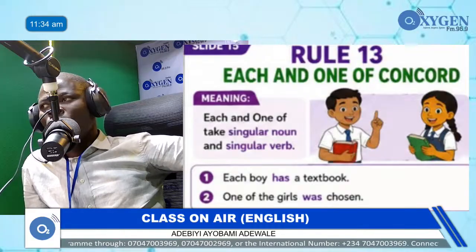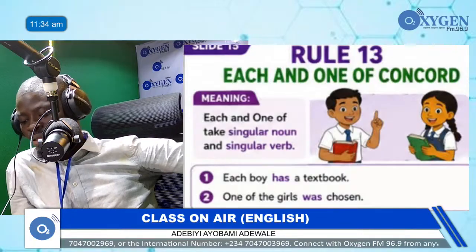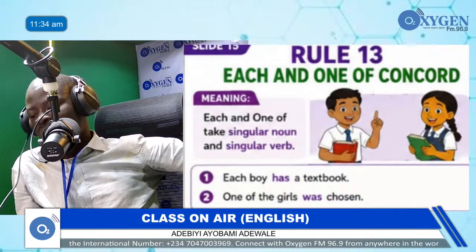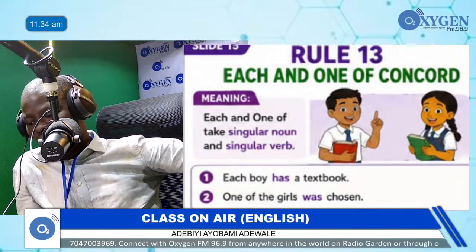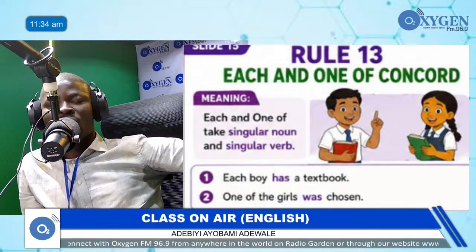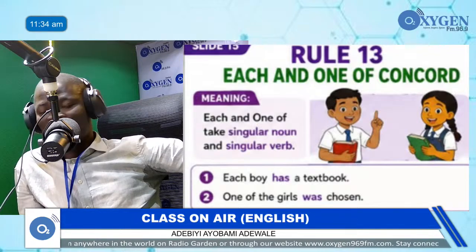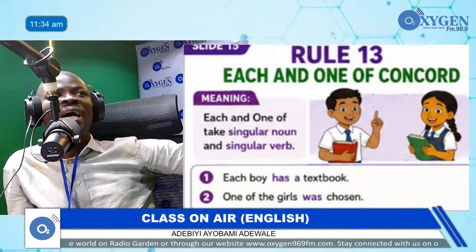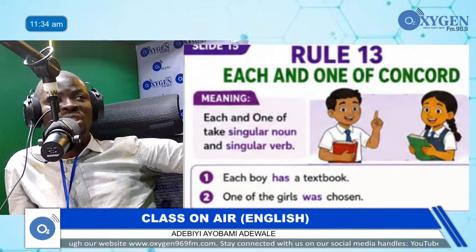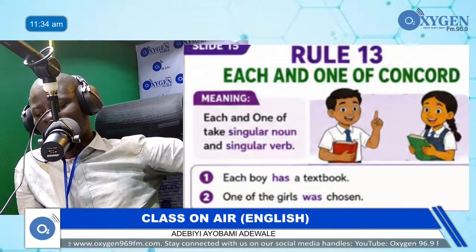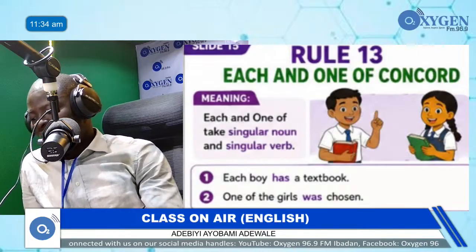Let me read that again. When each comes after a plural subject, the verb agrees with the plural subject. Look at the sentences I want to read out now. The children each were given a note. The teachers each were given a copy. Look at how I started the sentences. We have the children, of course the plural form of child. And we have the teachers, the plural form of teacher. And the rule says that when each comes after a plural subject, the verb agrees with the plural.